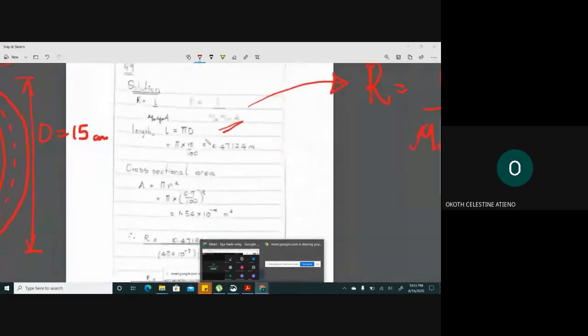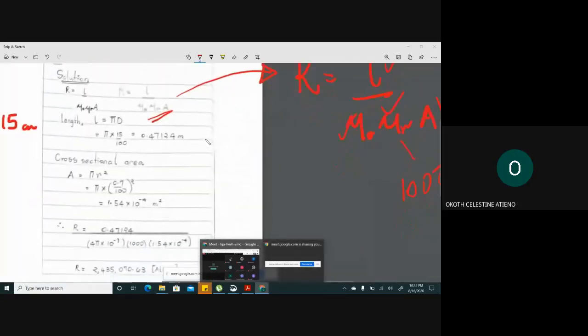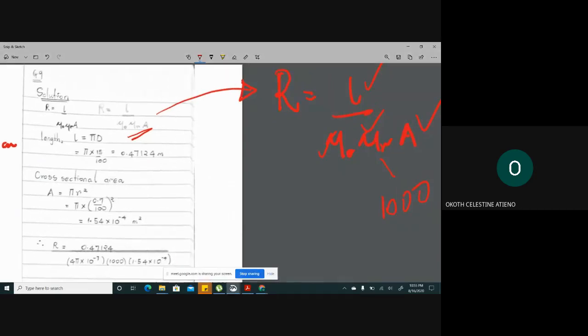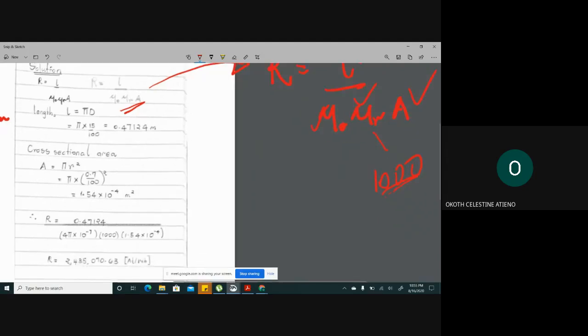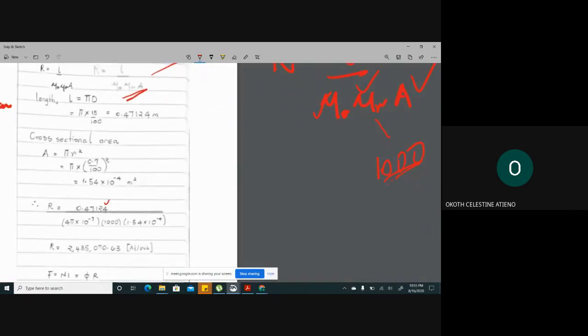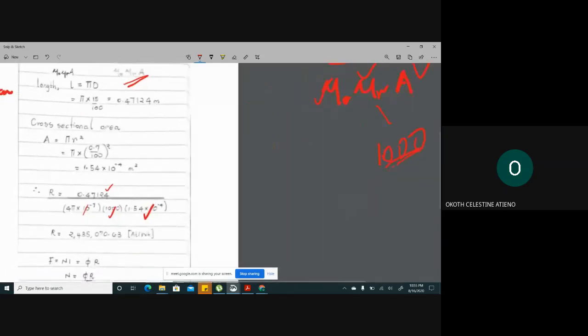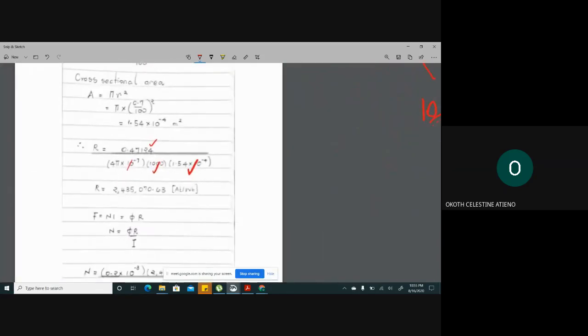Okay. So I already calculated length and cross-sectional area, and now I'm substituting, because I said R is L over mu naught mu r times A. So when you substitute your L, your mu naught, your mu r, and your area, this is what you get for R.